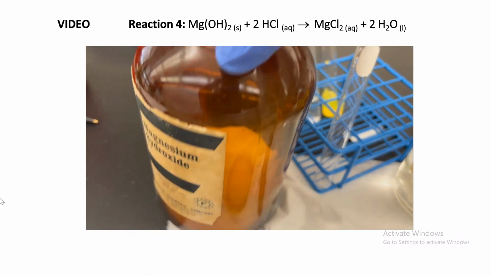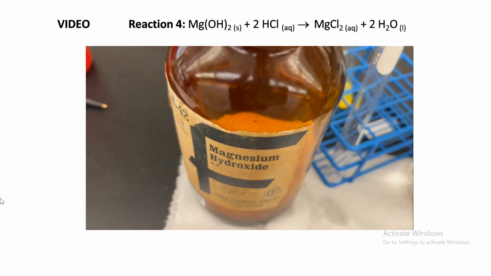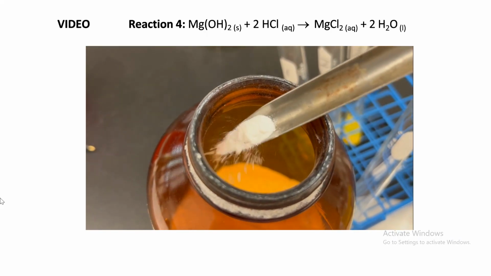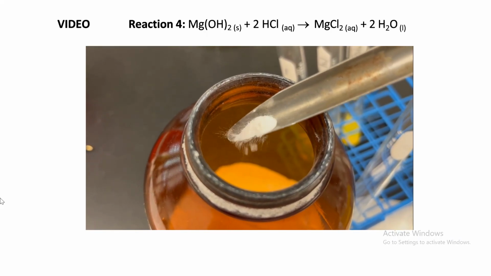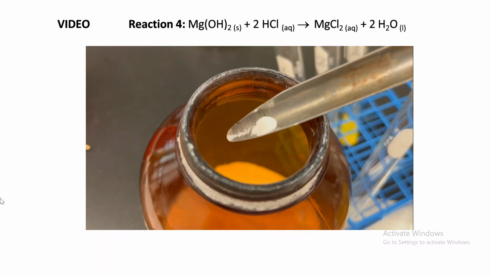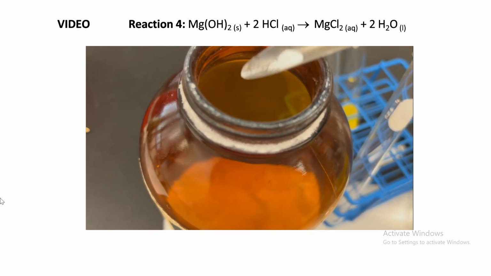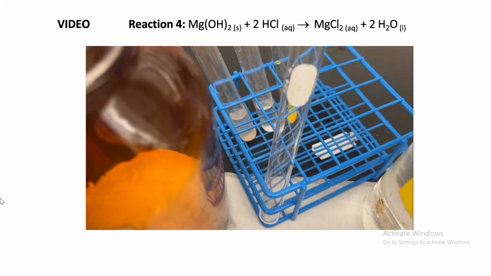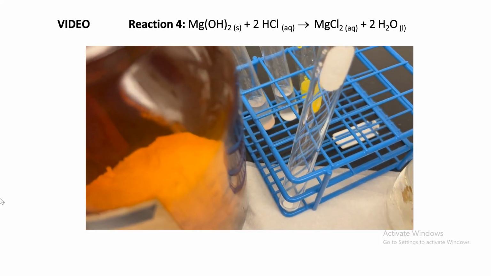And again, look at the color of the bottle. The bottle is dark. Some substances need to be stored in a dark environment because they don't like to interact with light. All right, we're gonna take the magnesium hydroxide.